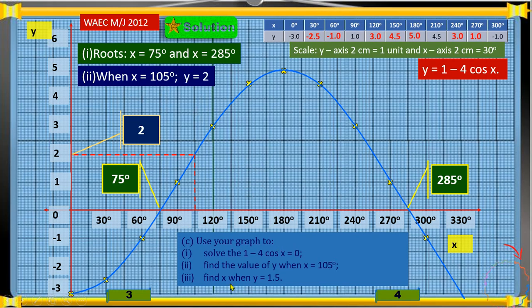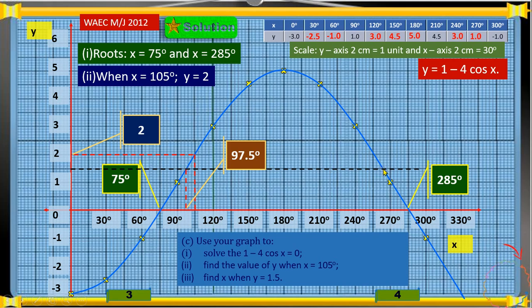Then for the last question here, find the value of x when y is equal to 1.5. We'll come to 1.5 and draw our line. That's the line for 1.5. It crossed the curve at this point, also at this point. So we're now going to take the value. That's the first point. Then we'll trace it down. Then we'll take the value. 97.5 degrees. This is 90, each small square is 3, and then this is 3. Halfway is 1.5, so 97.5.